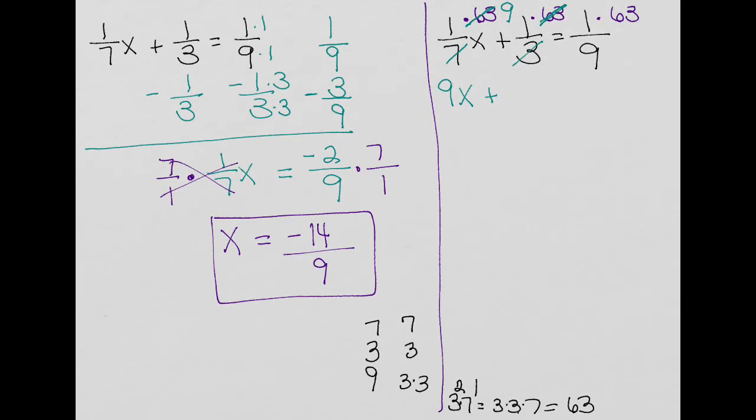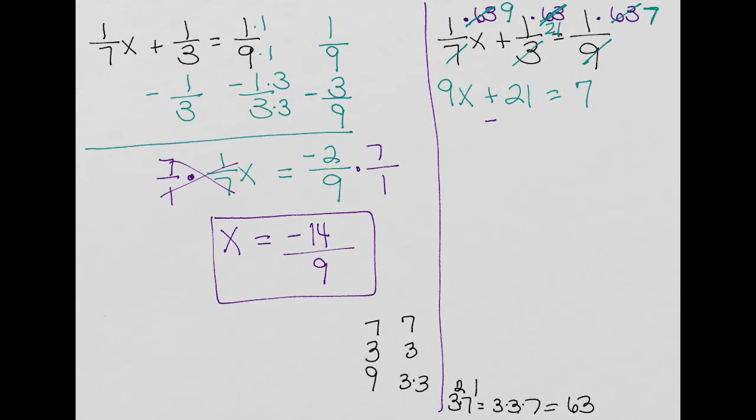63 divided by 3 is 21. 21 times 1 is 21. 63 divided by 9 is 7. 7 times 1 is 7. And then you don't have any fractions left. So you'll solve this like you would any other equation.